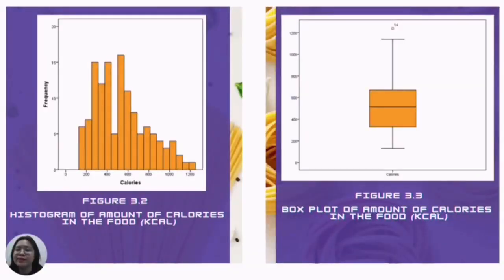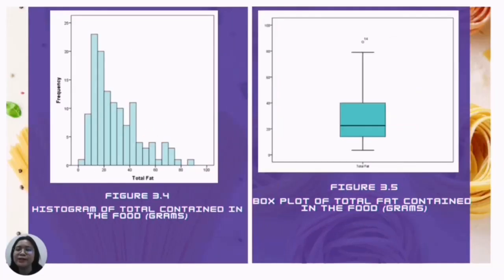Next, I'm going to share the figures that represent the histogram and box plot for variables of the amount of calories and the total fat content in the food. Firstly, we are able to see that the shapes of data distributions of figure 3.2 and figure 3.3, histogram and box plot for the amount of calories in food, are both skewed to the right. Moving on, we can see the shapes of data distributions for both figure 3.4 and figure 3.5, histogram and box plot of total fat content in the food. We also see that the shapes of data distributions for both histogram and box plot for the total fat content in food are skewed to the right. In addition, the outlier of the box plot of the amount of calories in food and the total fat content in the food is both 14.